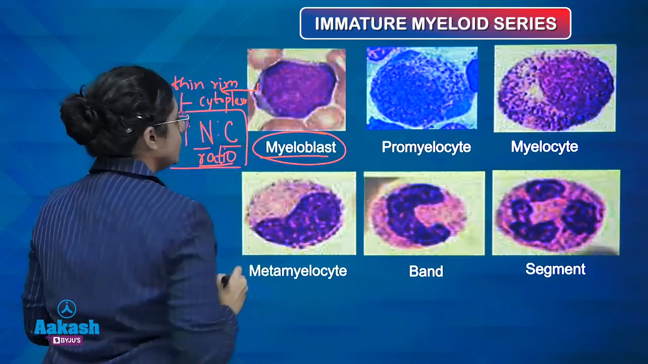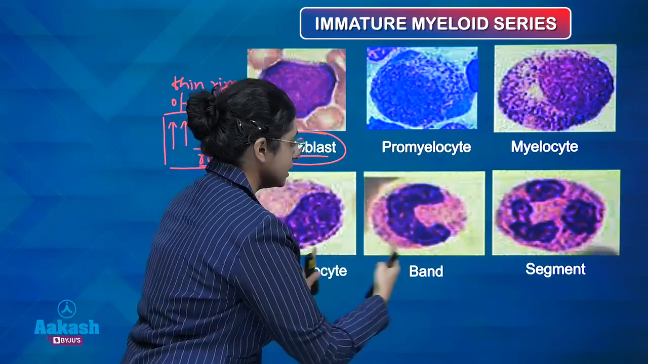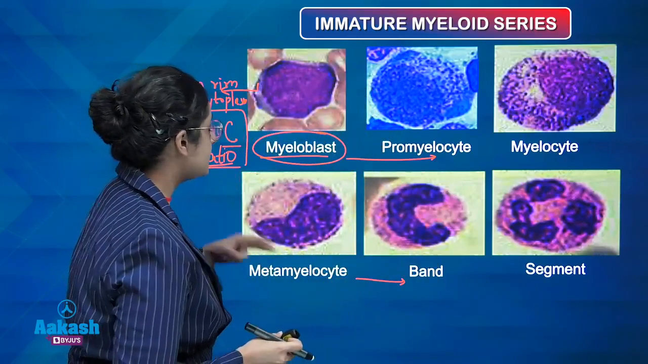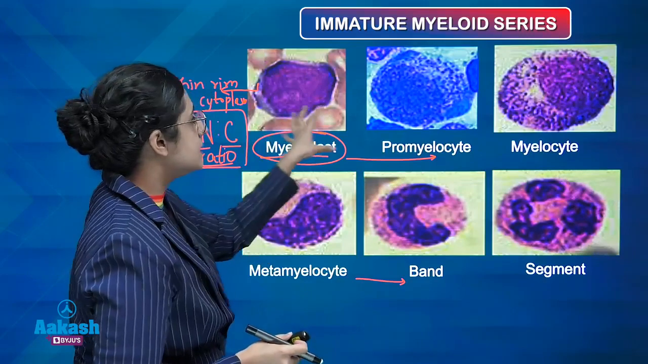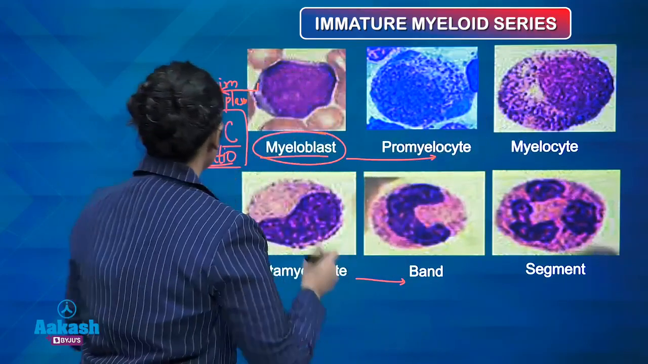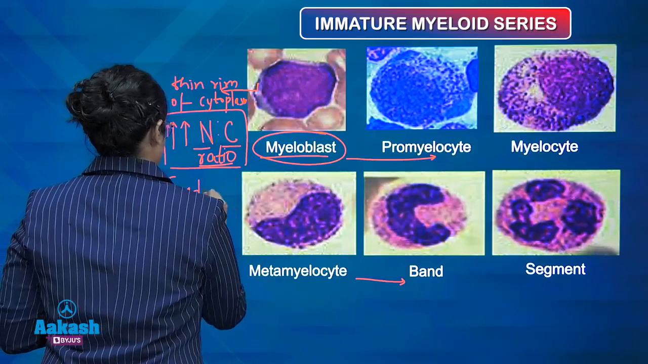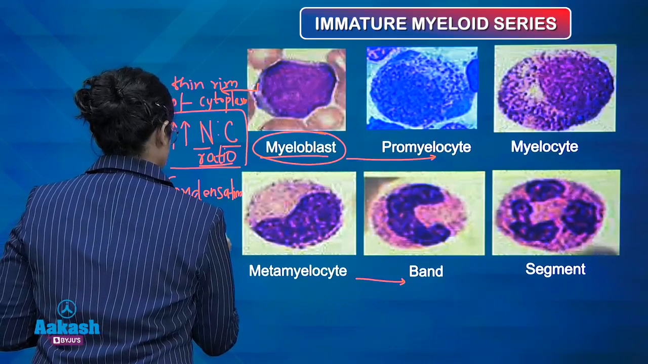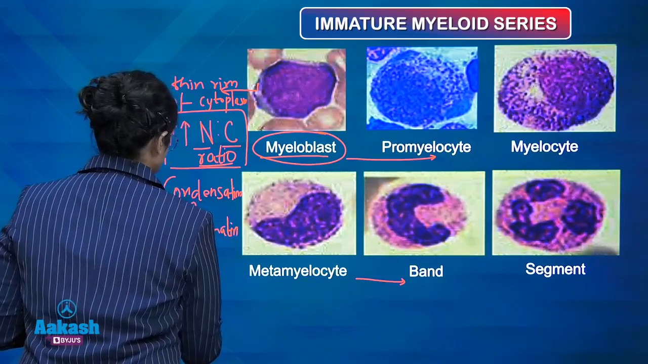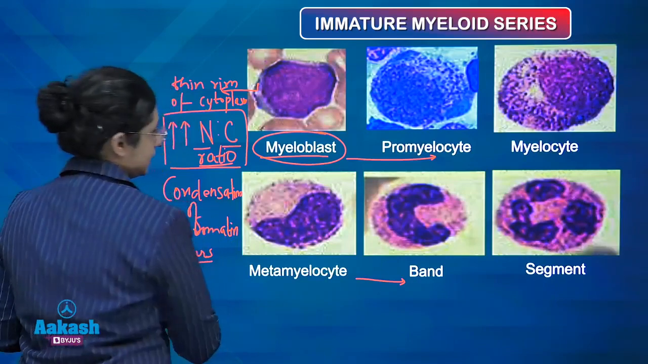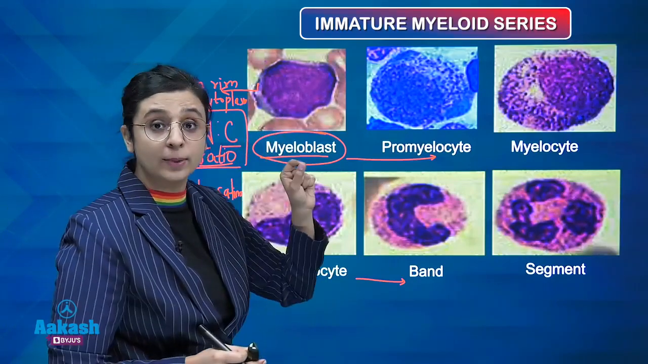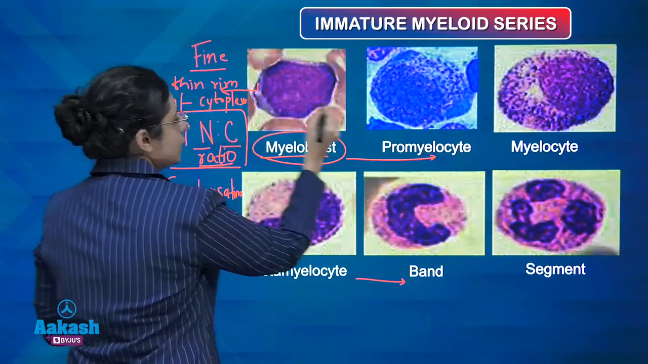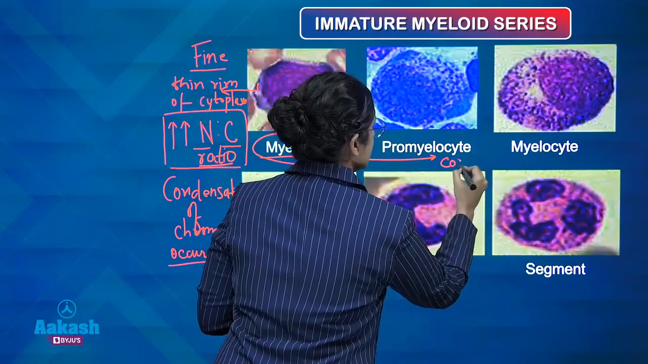Next, you have to understand one thing: as the differentiation occurs along the stages of the myeloid series of cells, there occurs another thing, that is condensation of chromatin. Condensation of chromatin occurs with the differentiation. Clear? Can I say this will be a very fine chromatin? But as we move along the stages of differentiation, there will occur condensation of chromatin.